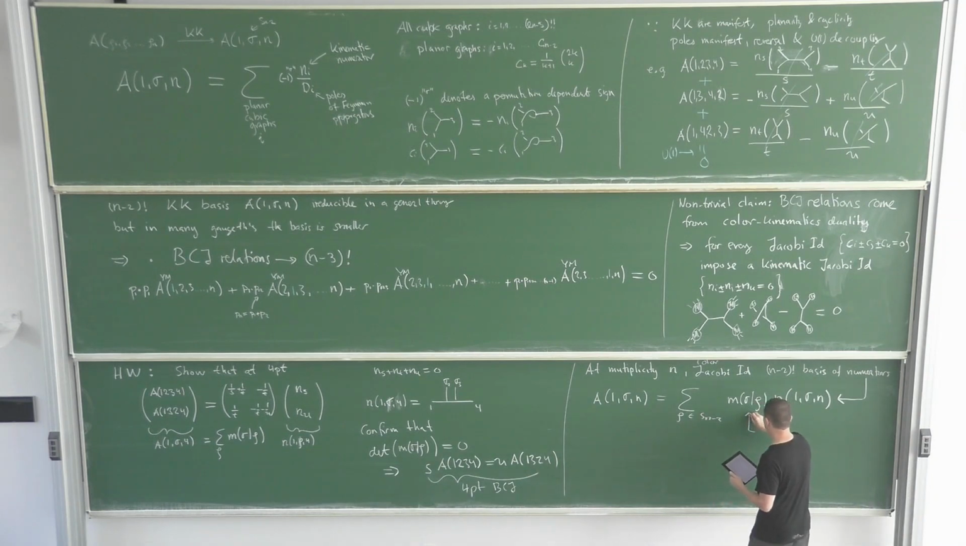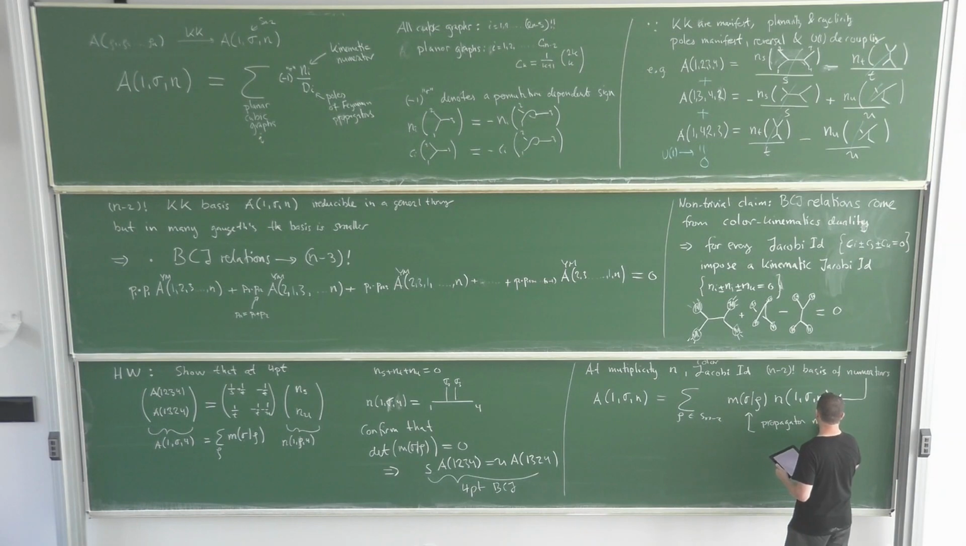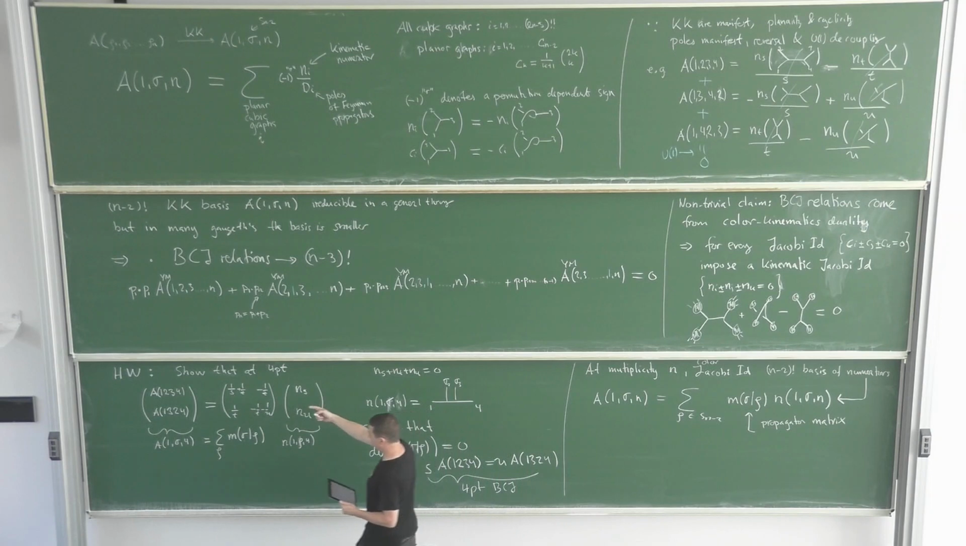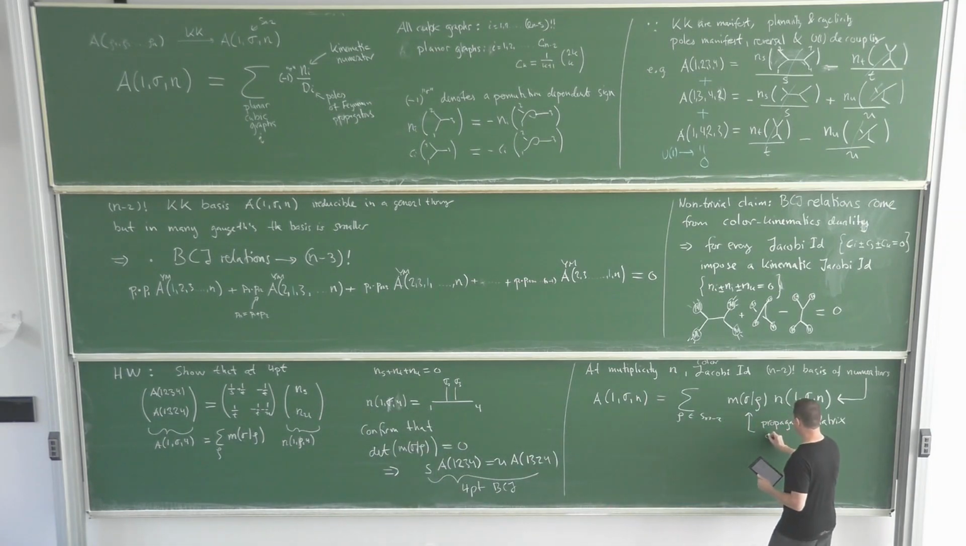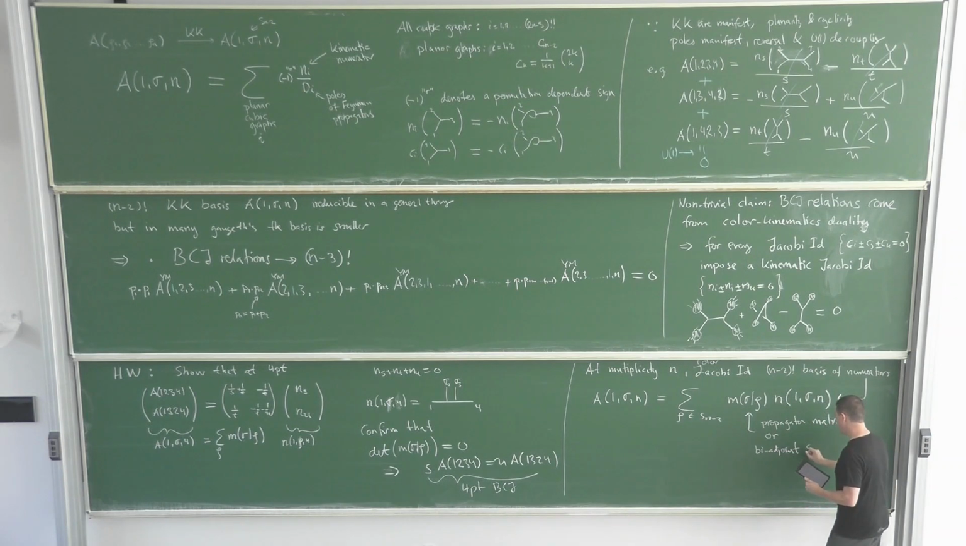And this is what people call, in some older literature, the propagator matrix, because it's just a matrix of all the propagators that you can have. Or I think these days people prefer to call it the biadjoint scalar amplitude.